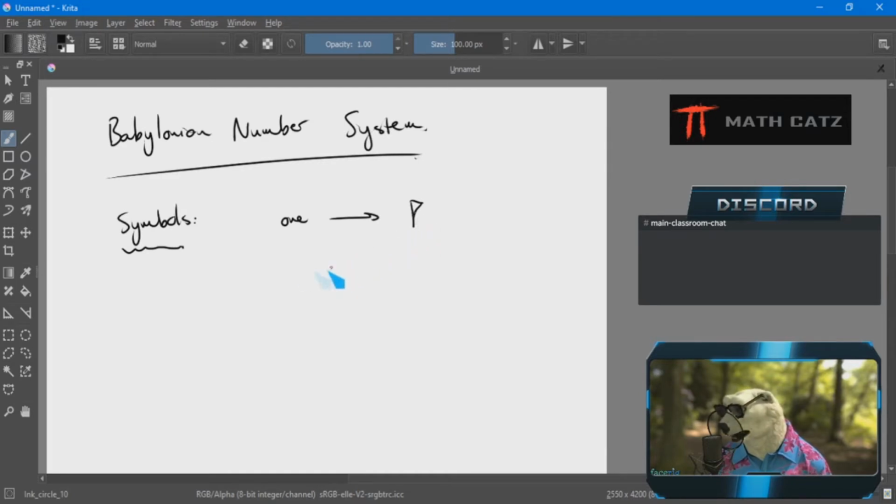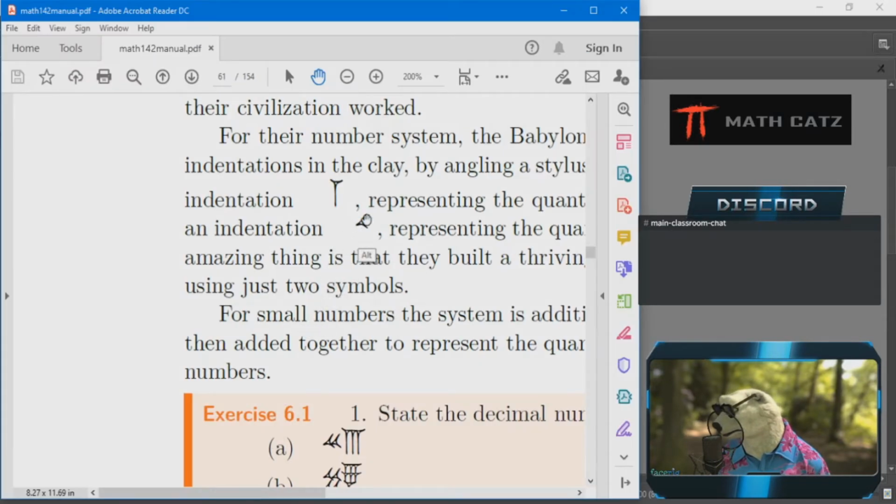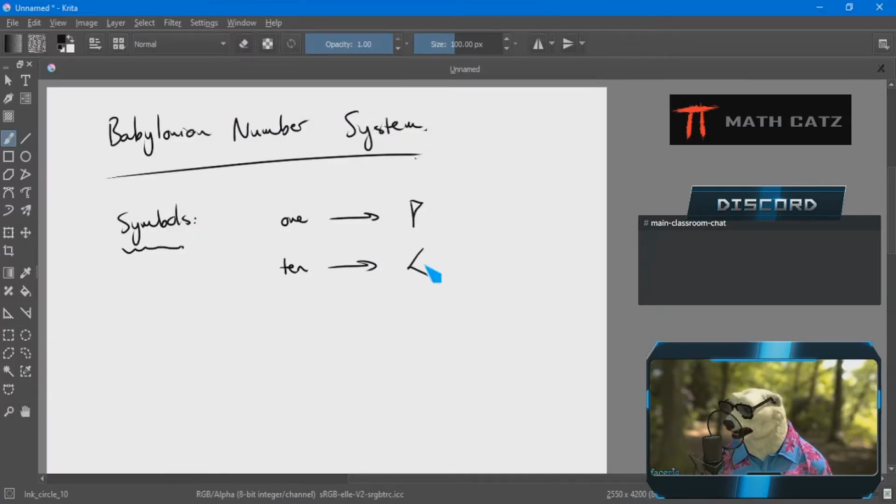decimal digit 1. And then for 10, they would angle it sideways to make this little less than sign, or a little eye, sort of, or a little mouth, or whatever you can visualize that to be. They had to angle it in such a way that it's visibly a different symbol that they're making, right?